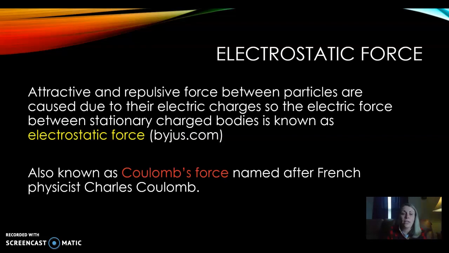Electrostatic force is an attractive and repulsive force between particles that's due to their electric charge, so the electric force between stationary charged bodies is known as electrostatic force. This is also known as Coulomb's force, named after the French physicist Charles Coulomb.